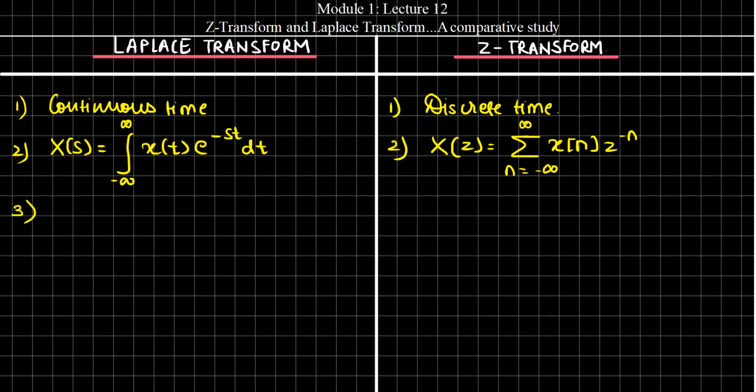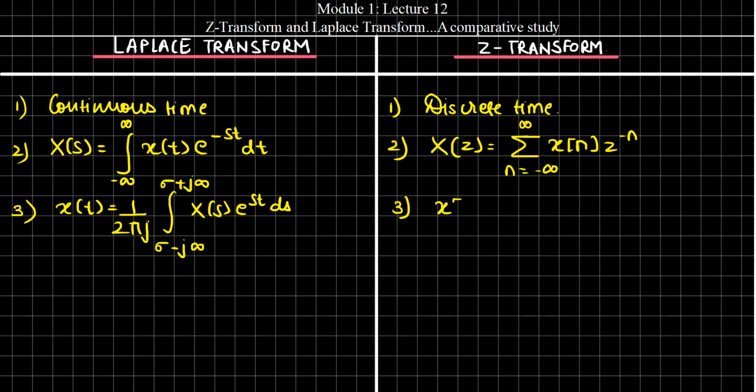The inverse Laplace transform can be calculated as x of t is equal to 1 over 2 pi j into the integral from sigma minus j infinity to sigma plus j infinity of X of s into e to the power st ds. And the inverse Z transform is calculated as x of n is equal to 1 upon 2 pi j into the integral over a contour C of X of z into z to the power n minus 1 dz.